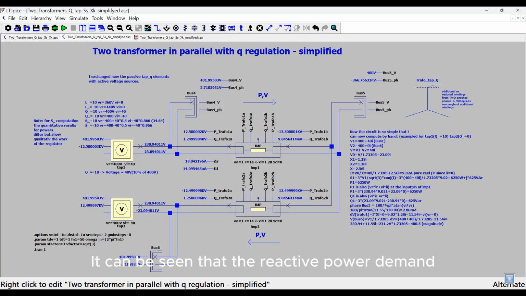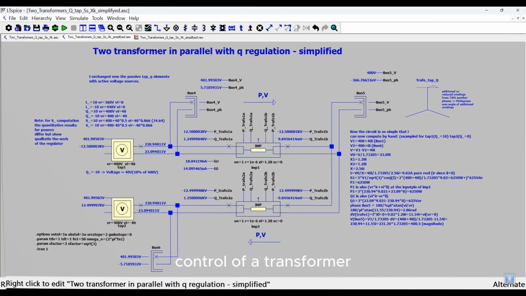It can be seen that the reactive power demand can become very high in a transformer with high inductance. In a 300 megavolt ampere transformer, the reactive power demand at full load is in the order of 50 megavars, and in the event of a short circuit, much higher, far exceeding the rated power of the transformer. We will now look at the longitudinal control of a transformer.